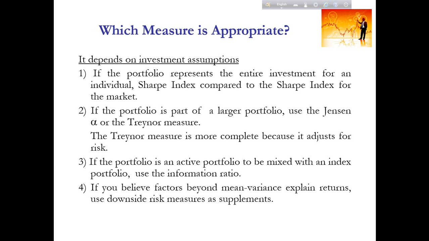Or alternatively, if you are an investor who has a utility function whereby factors other than the mean and variance might be relevant in terms of your evaluation of returns, in particular, if you are concerned with the higher moments and skewness, then you might want to use downside measures of risk as supplements. So you might consider the Sortino ratio or the risk-adjusted return on capital. Important to note that these measures are often used as supplements as opposed to standalone measures of portfolio evaluation.